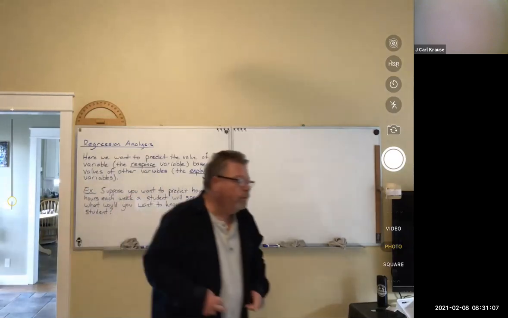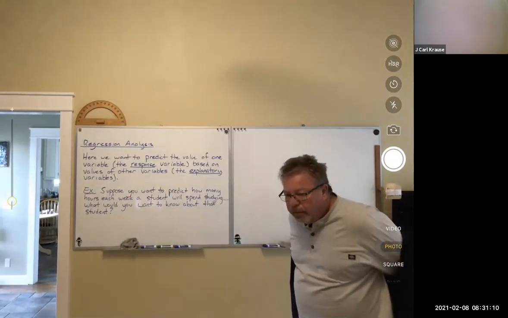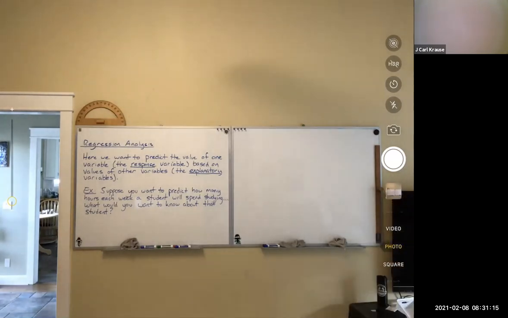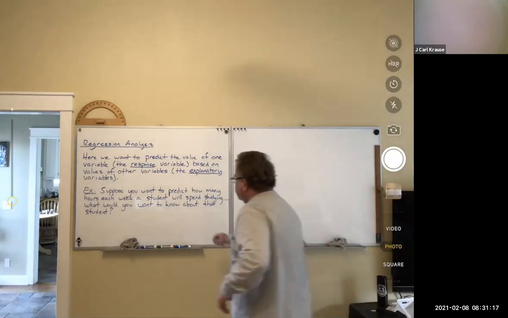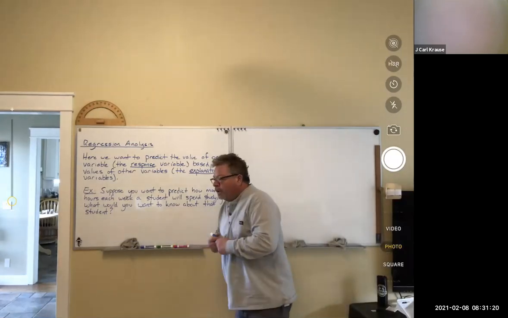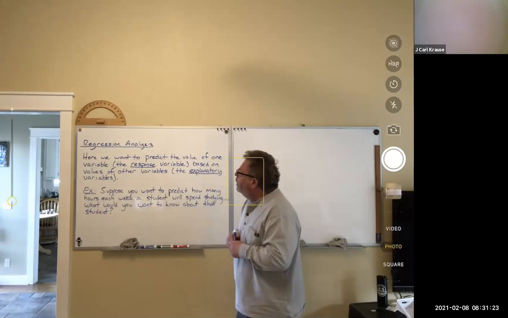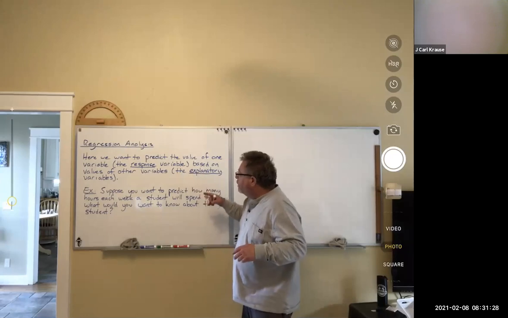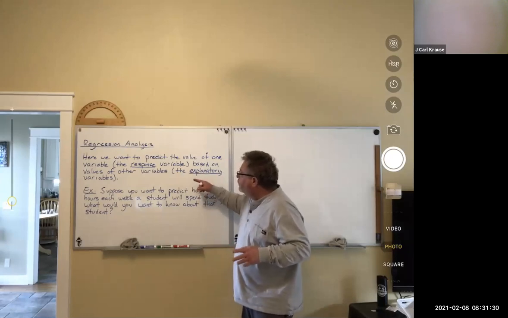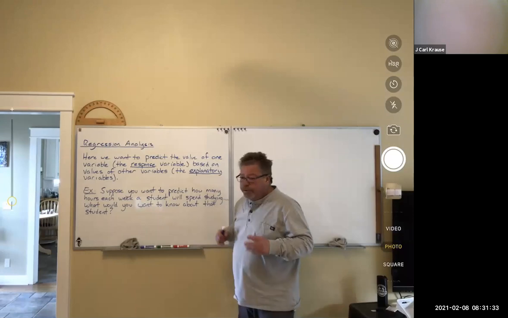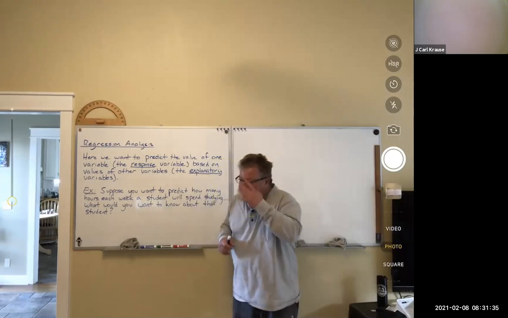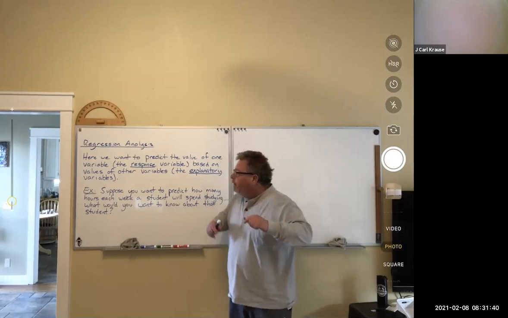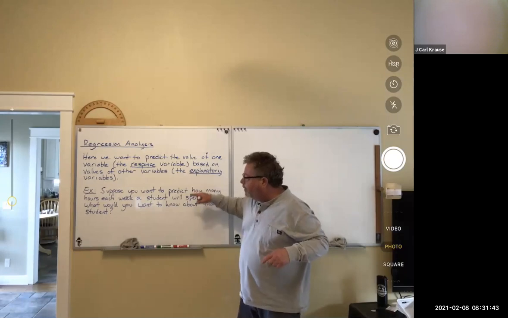Okay, so here's what's up on the board. Let me stand out of the way here. So what chapter 4 is about is what's called regression analysis. And here we want to predict the value of one variable that we call the response variable based on values of other variables. And the other variables, we call those the explanatory variables. And what you'll see is that there will always be one response variable, but you can have multiple explanatory variables.